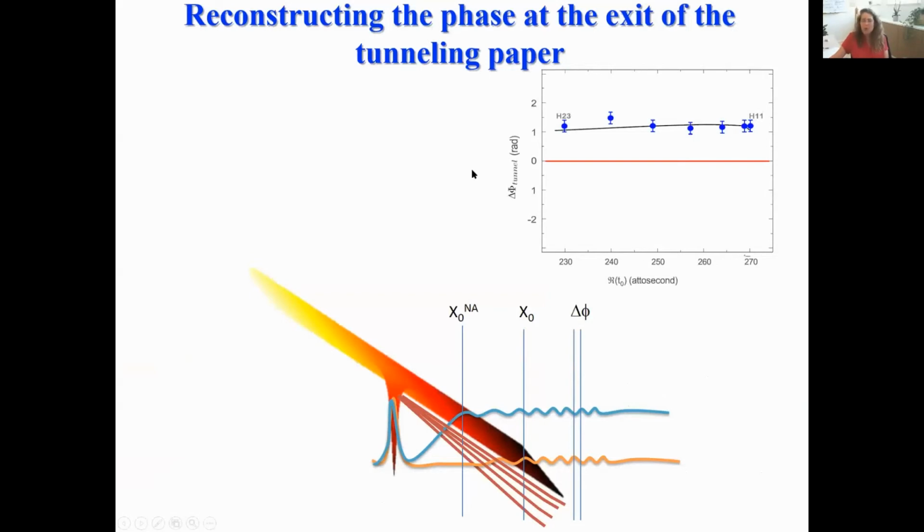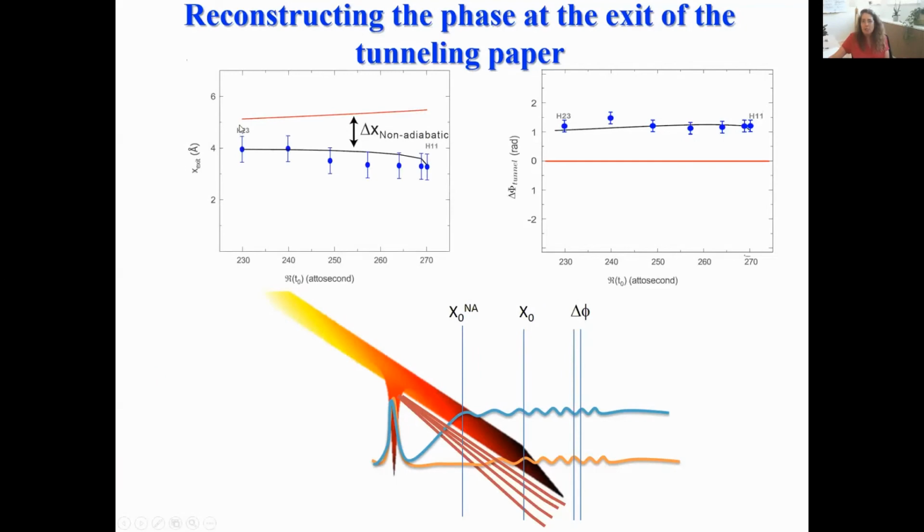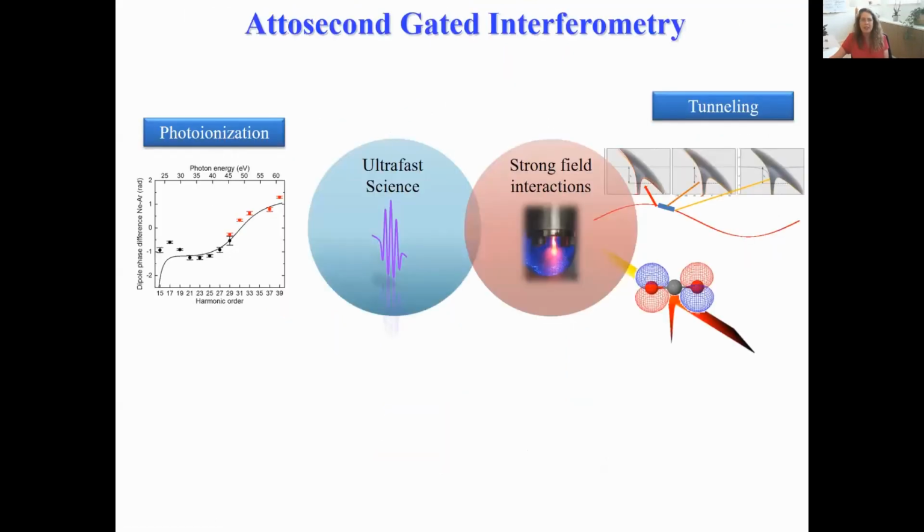What we can also do is take one step further and extract the exit point and its modification by the excitation. So the red line is the adiabatic prediction. And this is the measurement. We can see that there is a significant shift of about 1 angstrom towards the origin. And this shift is again predicted by the theoretical stationary phase approximation. So with that, let me conclude.